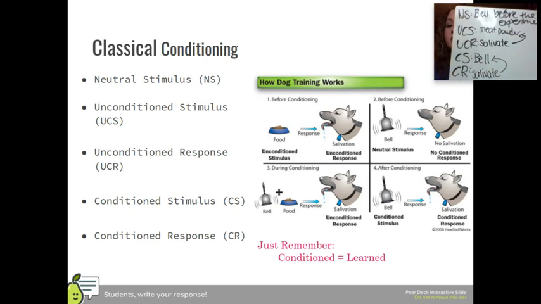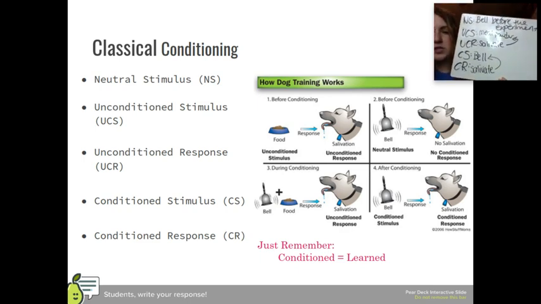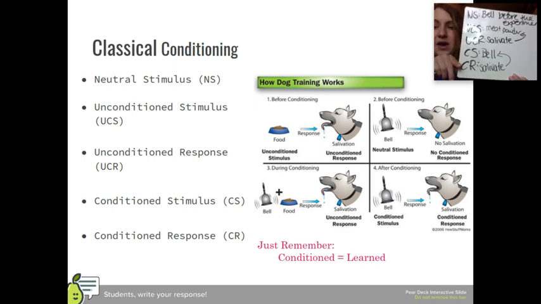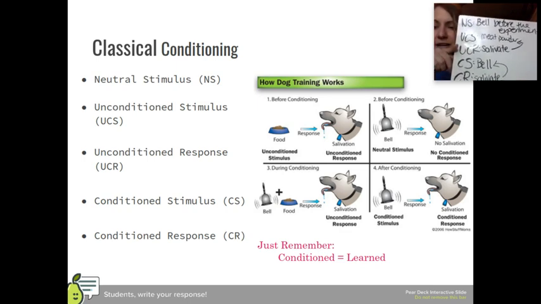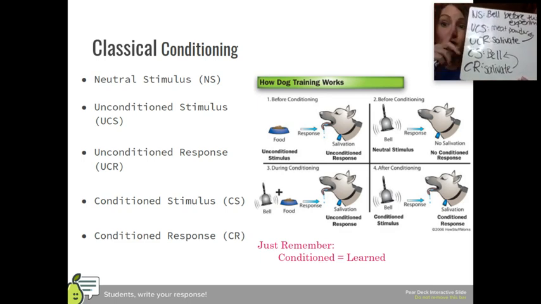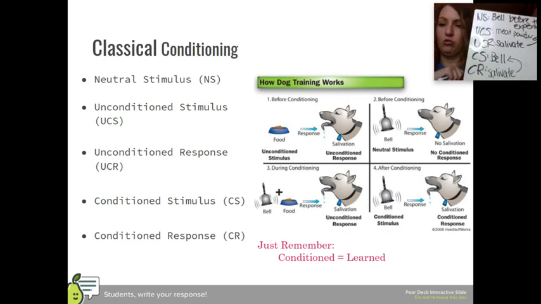Here's how your UCS, UCR, CS, and CR are going to work together. It is a UCS meat powder, salivate to the meat powder, CS bell, salivate to the bell. The UCR and the CR are basically going to be the same thing. It's my natural response and now my learned response to something new, something that used to be neutral.